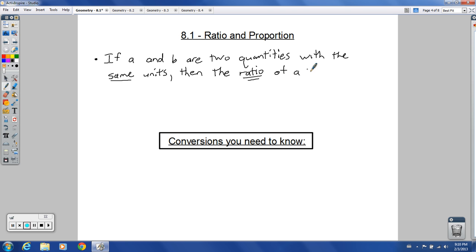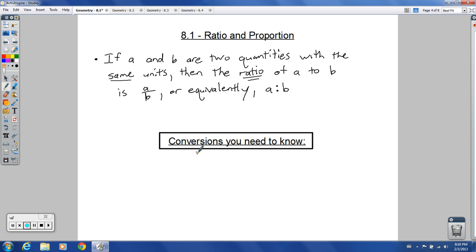Ratio of A to B is, you can write it in two ways. A over B, you can write it as a fraction, A divided by B, or equivalently, you may see it in this form as well. A and then a colon and then B. So if A was 5 and B was 6, you'd have a ratio of 5 over 6 or 5 to 6, like that.